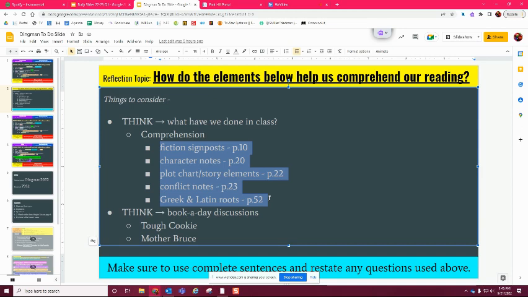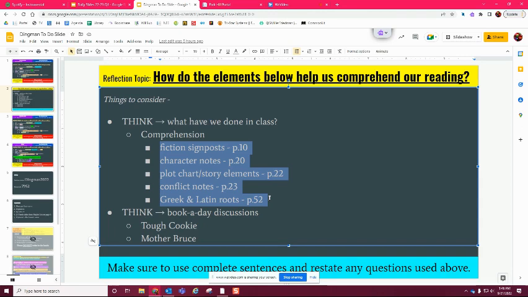Characters. Why is it important to understand that there are different characters? In the sense of, maybe why would it be important to know the difference between a round character versus a flat character? Plot chart. Why is it important to know those things? It's important because you can break the story apart. It makes more sense that way. Conflict notes. Why are there different conflicts? Why is it important to understand that there are different conflicts, in the sense that you have an internal conflict versus an external conflict? How does that help you comprehend things as a reader? Greek and Latin roots. Again, that just helps you break apart words so you understand the meaning. So again, how does that help you comprehend what you're reading?